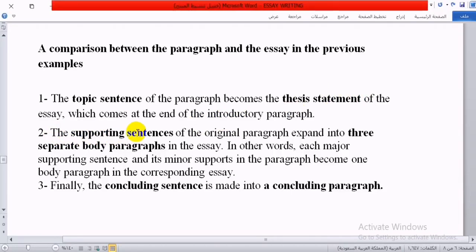We have the supporting sentences in the paragraph. They are expanded into three separate paragraphs in the essay, and each major supporting sentence and its minor support in the paragraph become one paragraph in the corresponding essay. Finally, the concluding sentence in the paragraph is expanded into a concluding paragraph in the essay.